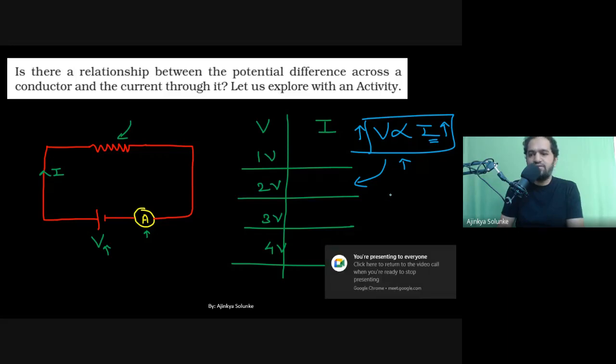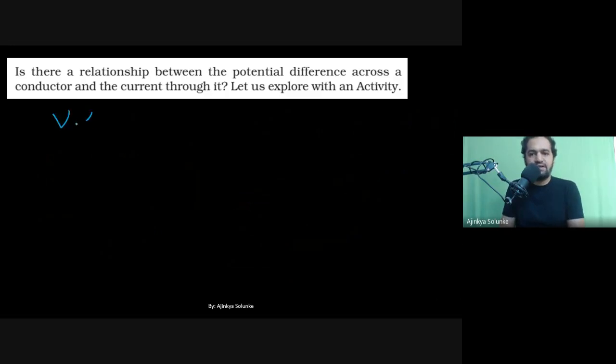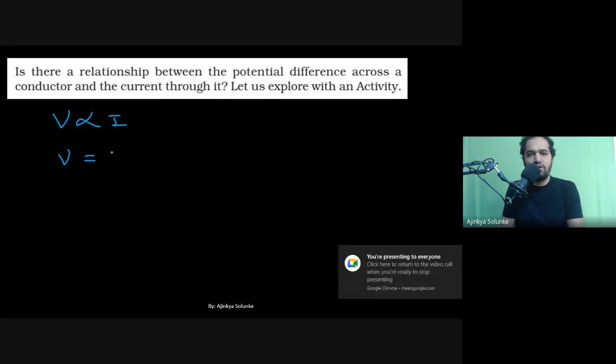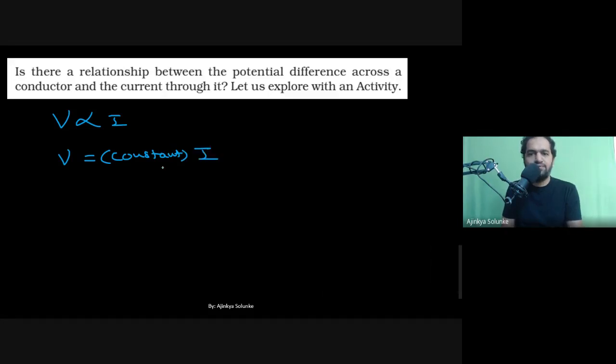So potential difference is directly proportional to the current. That is what he found out. It is as simple as that: whenever potential difference increases, your current also increases. Now, to remove the proportionality sign, as was generally told to you in 8th standard, all we need to do is put a constant value there, along with I again.